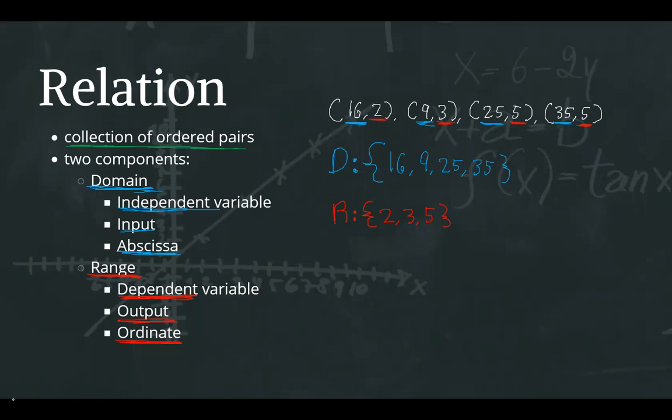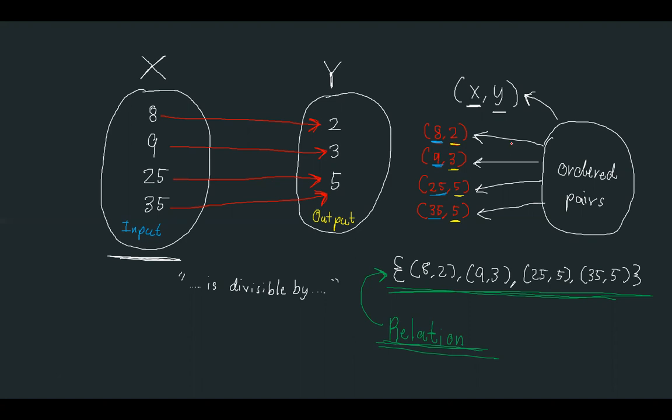Again, before we proceed, relation is a collection of ordered pairs. If you have given ordered pairs, and I ask you what you call this group of ordered pairs given from this example, this is what you call the relation. Group of ordered pairs. So that's it.